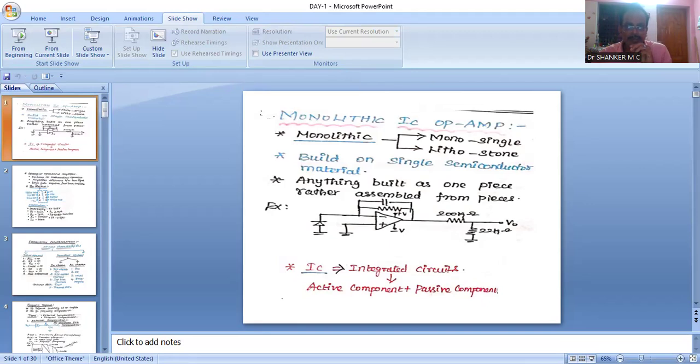DC characteristics: one is called input offset voltage, second one is input offset current, third one is input bias current, fourth one is a large voltage, fifth one is called thermal drift. So this comes under DC characteristics. AC characteristics: bandwidth, second one is slew rate, third one is common mode rejection ratio, fourth one is frequency response.